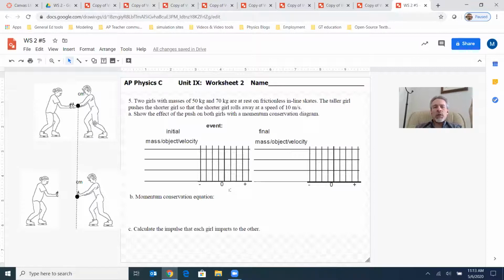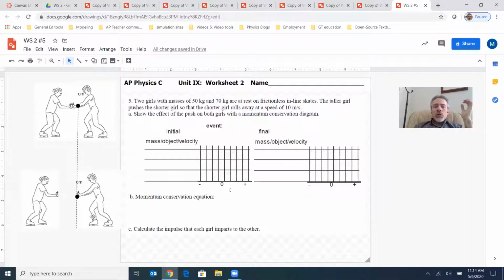Since the girl on the right in my picture is a little bit more massive than the one on the left, a little bit taller, the center of mass is a little bit closer to her. It's kind of like the balancing point. Imagine that you could balance that system on your finger. That's where it would balance.